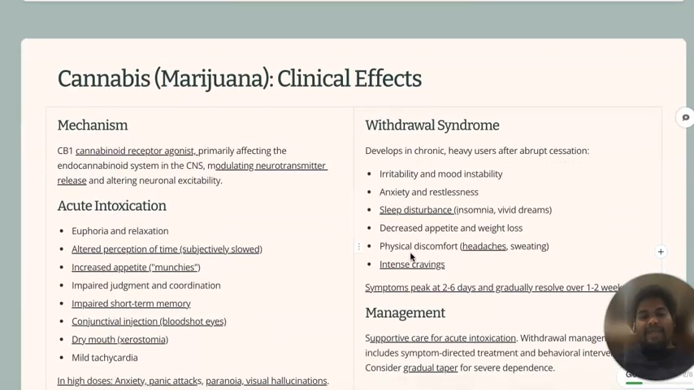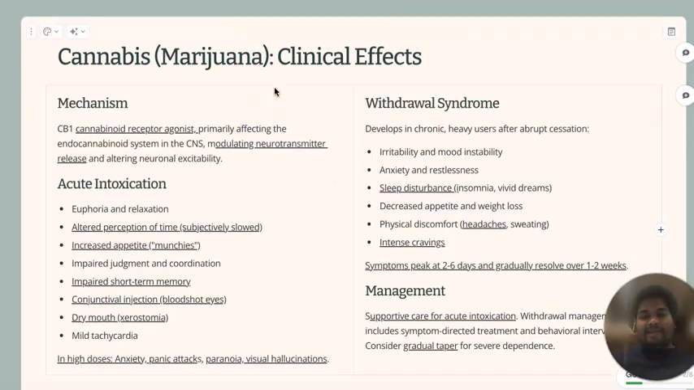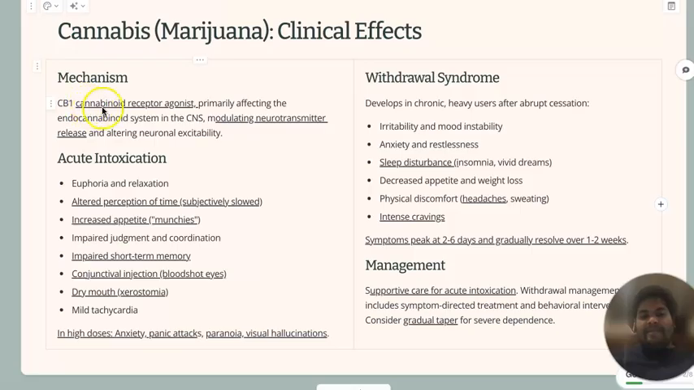Now we'll be talking about cannabis, okay. Cannabis, marijuana, it's another common drug. So here cannabis acts on the cannabinoid receptor. It's a cannabinoid receptor agonist, and yes, it modulates the neurotransmitter release and alters neuronal excitability. So again it causes neuronal excitability. It modulates neurotransmitter release and acts on the cannabinoid receptor.